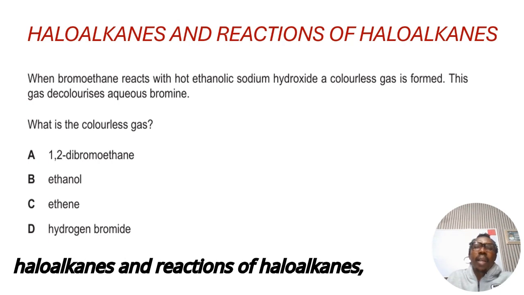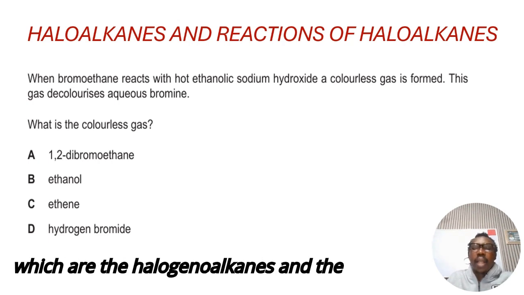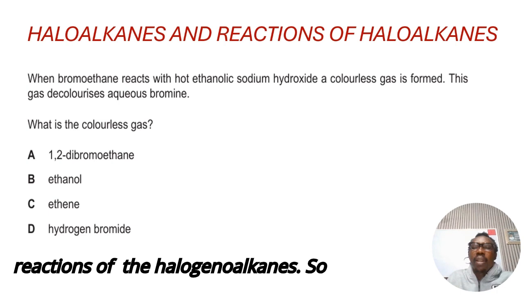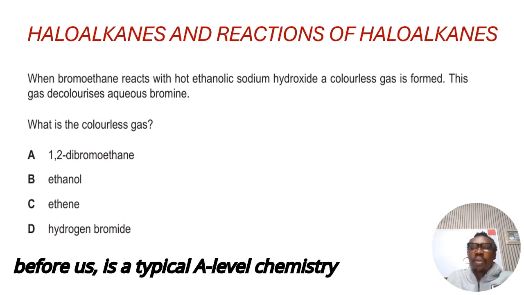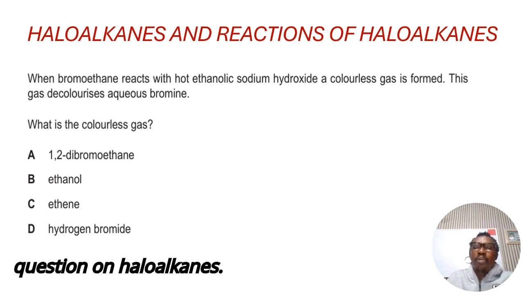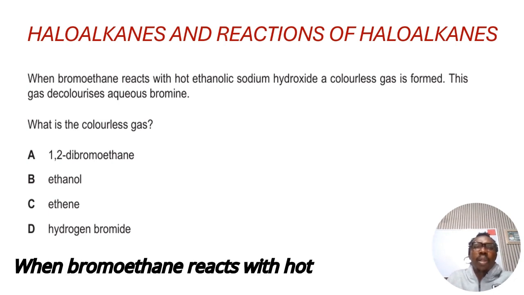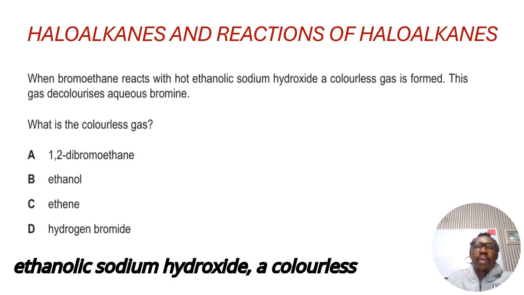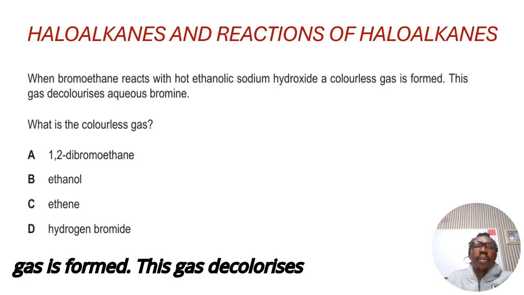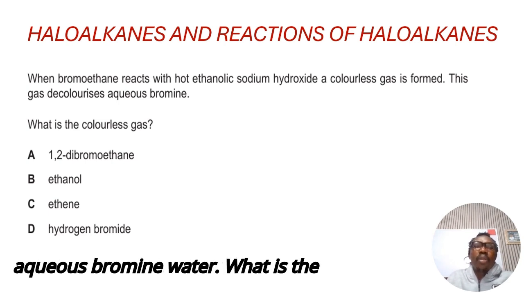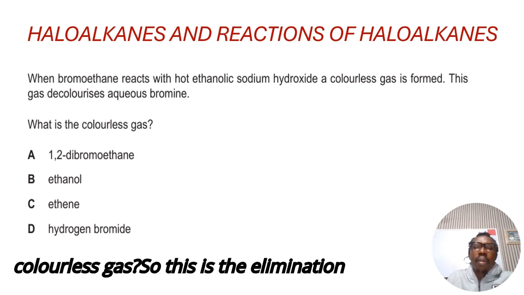We're on haloalkanes and reactions of haloalkanes, which are the halogenoalkanes and the reactions of halogenoalkanes. So before us, a typical A-level chemistry question on haloalkanes. When bromoethane reacts with hot ethanolic sodium hydroxide, a colorless gas is formed. This gas decolorizes aqueous bromine water. What is the colorless gas?